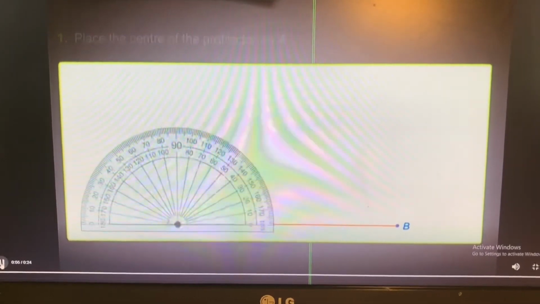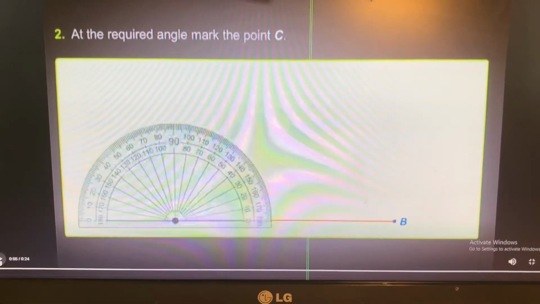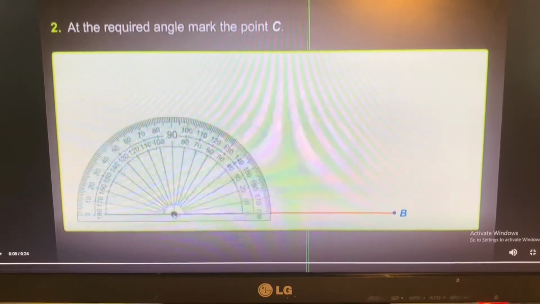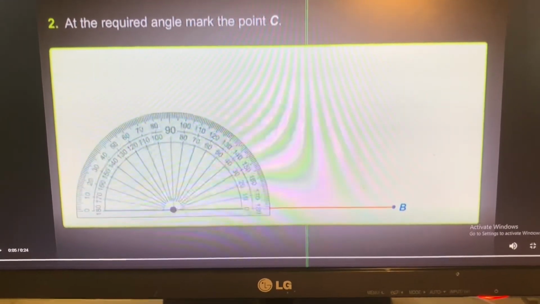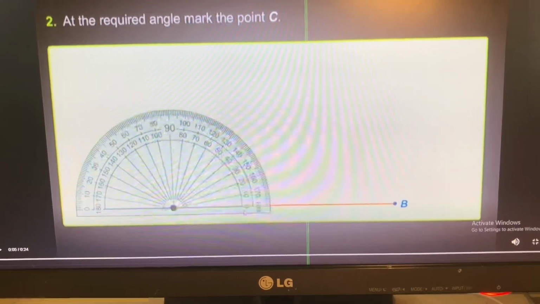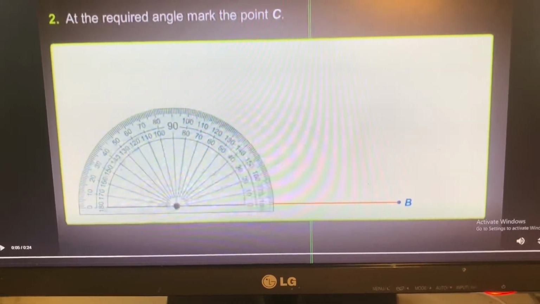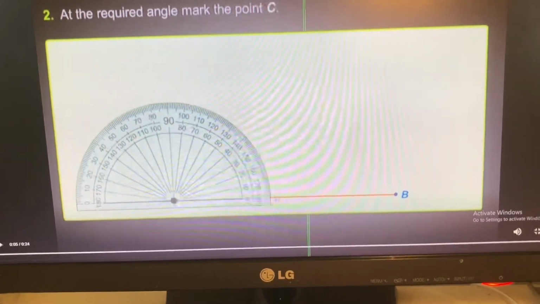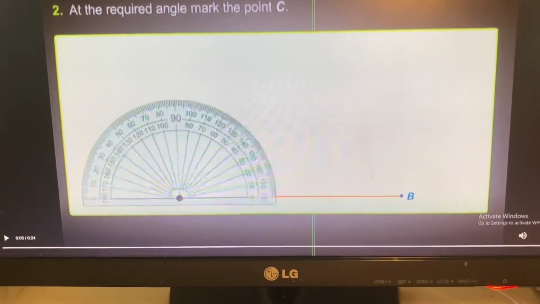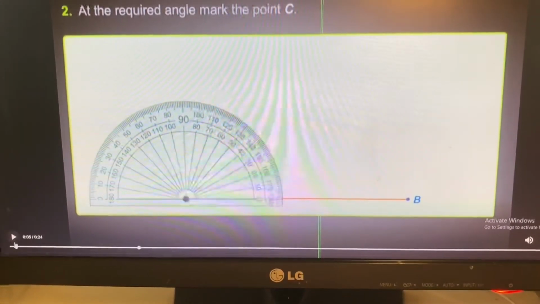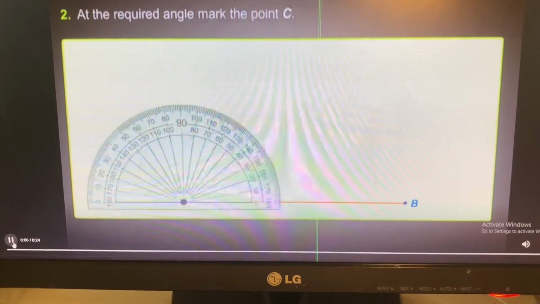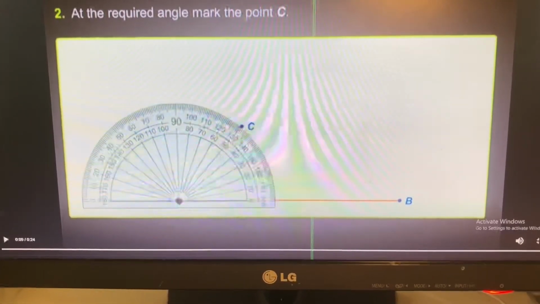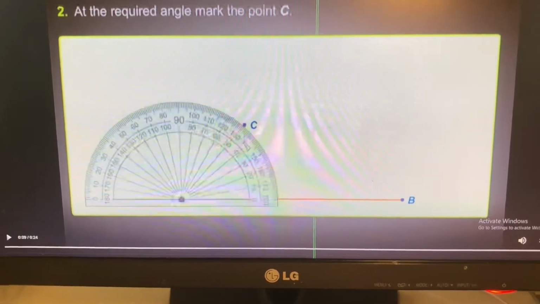Placing the protractor then so that the center mark here is exactly in line with the one end point, and the baseline of the protractor, which is the black line that's level with the lowest numbers, is exactly on top of the line segment, in this case AB. Now you can mark off the point where the required number of degrees is.